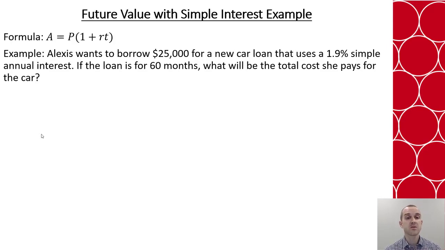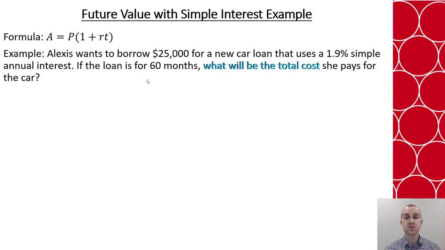Say that Alexis wants to borrow $25,000 for a new car loan that uses 1.9% simple annual interest. Fairly common situation. If the loan is for 60 months, what will be the total cost she pays for the car? And that's another key thing. Loans are often done in months: 48 months, 60 months, 72 months. They don't like to say years for some reason, so it's important that we understand how to go from one to the other. So let's look at what we have.